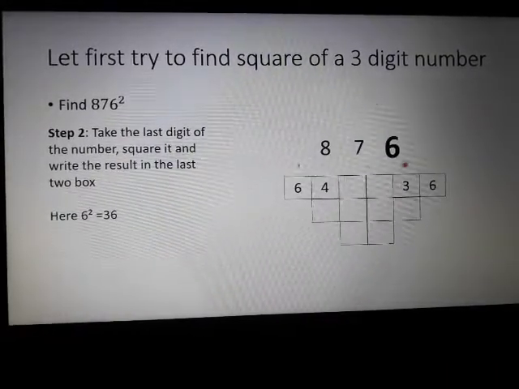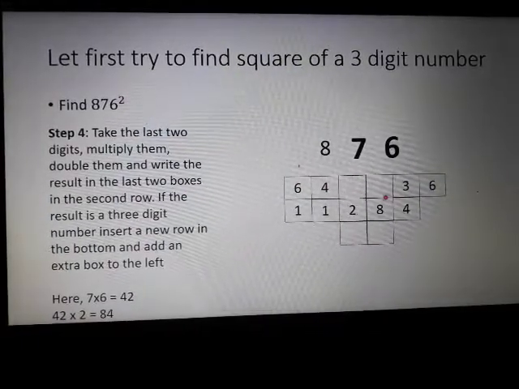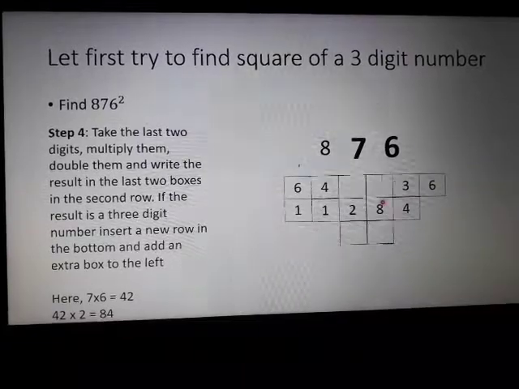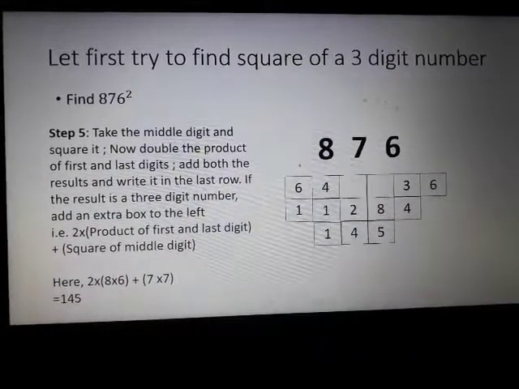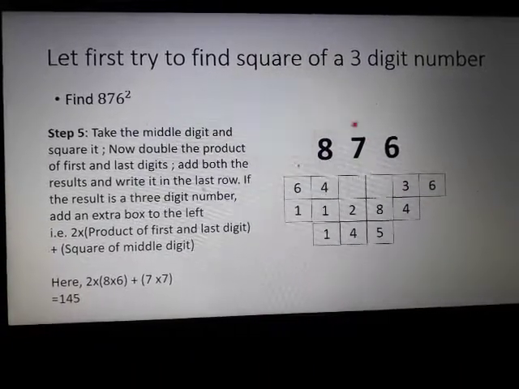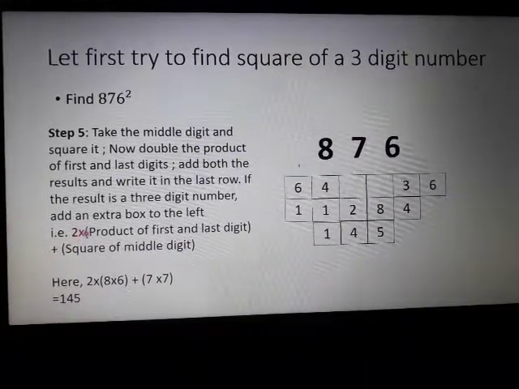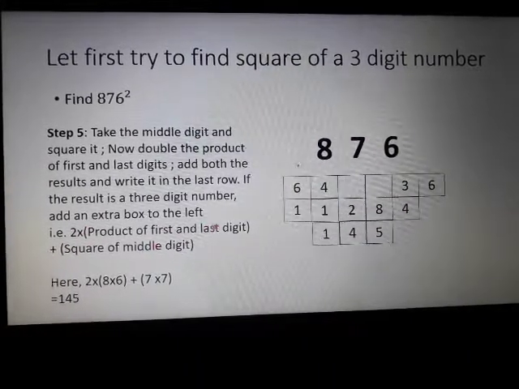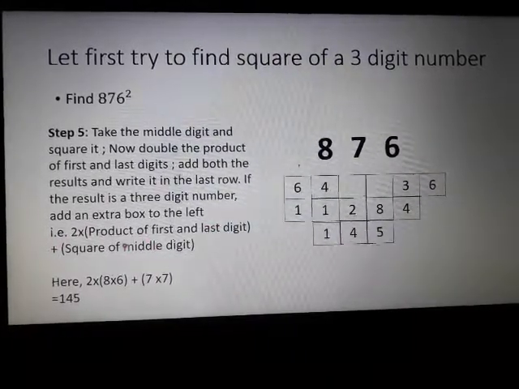Step 1 and step 2 considers the first row. I hope it's clear till now. In the fifth step, you have to consider all the 3 digits. And over here, we'll be using a formula. The formula is you have to multiply 2 with the product of the first and the last digit and add it to the square of the middle digit.